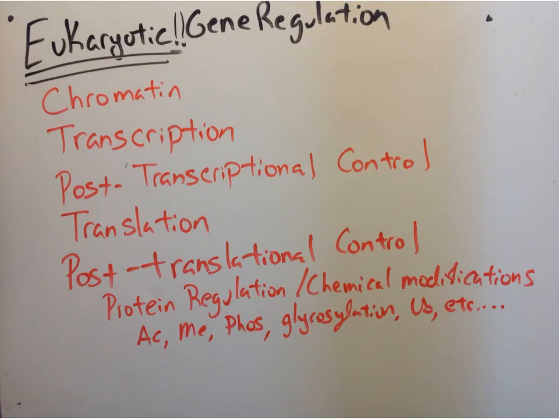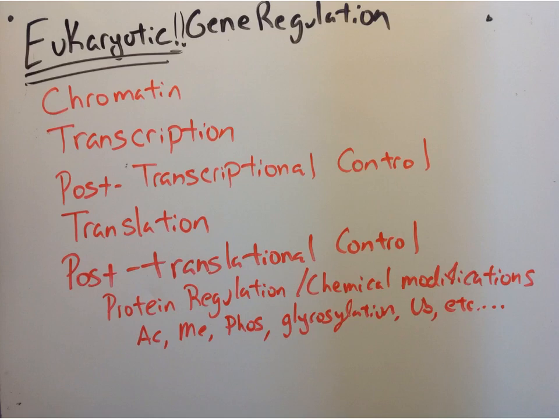Translation itself is a pretty blunt tool for regulating gene expression. Normally, cells only regulate translation in starvation conditions, when there's just not enough amino acids to make the protein. Although some translation can be regulated by binding of hairpins in the 3' or 5' UTR.